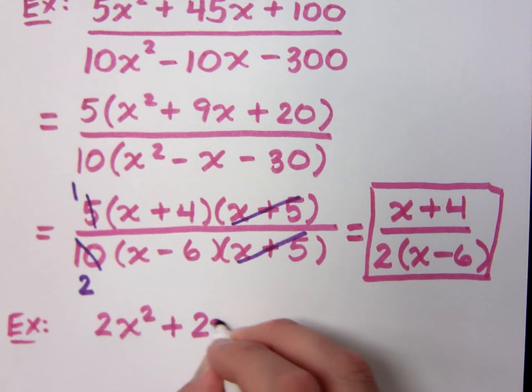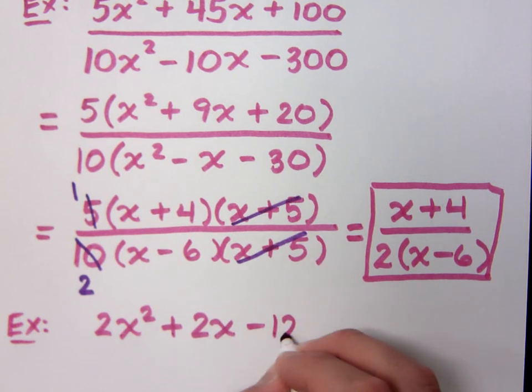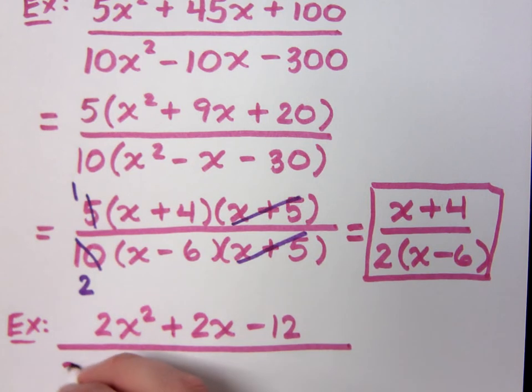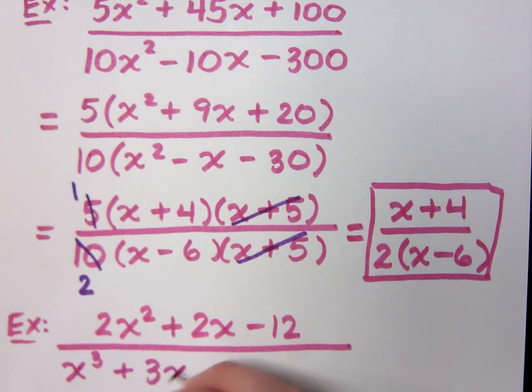2x squared plus 2x minus 12 all over x to the third plus 3x squared minus 4x minus 12. Tell you what, you see what you can do, and we'll come back to the answer after the break.